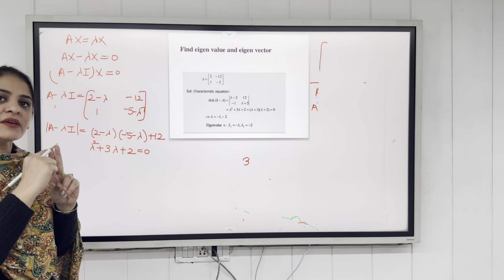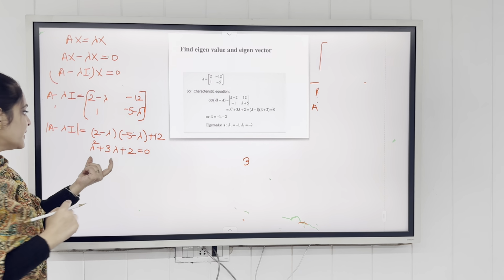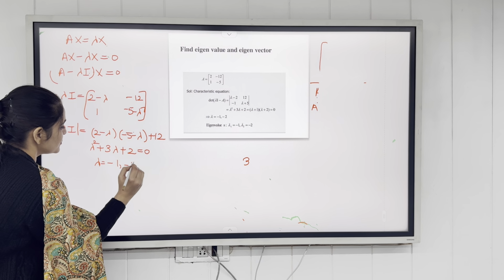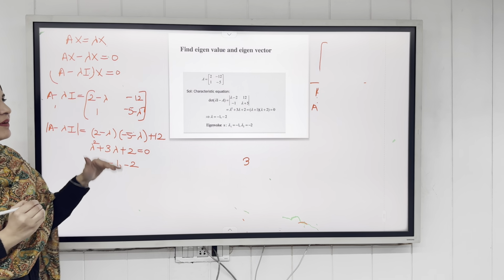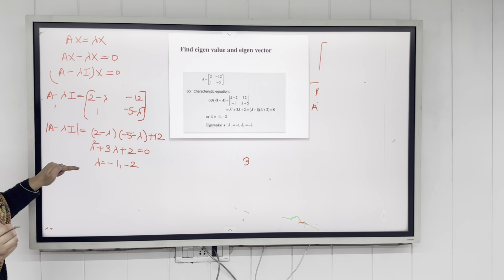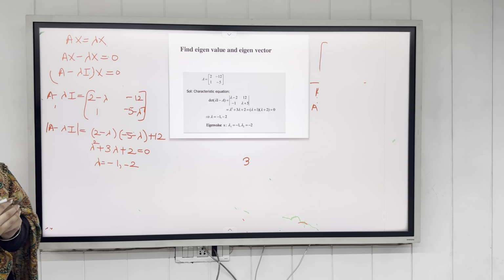Obviously, a quadratic equation gives us two roots. Splitting the equation, we get the roots as −1 and −2. These are our eigenvalues for this matrix. This is the characteristic equation, and these are the eigenvalues. Now the next step is to calculate the eigenvectors.